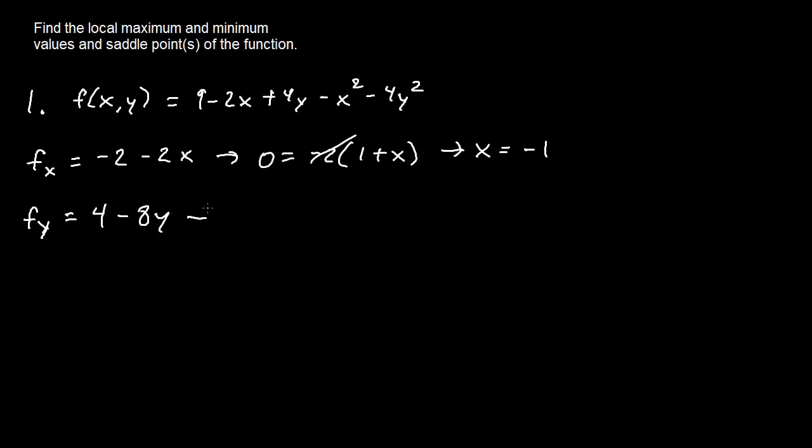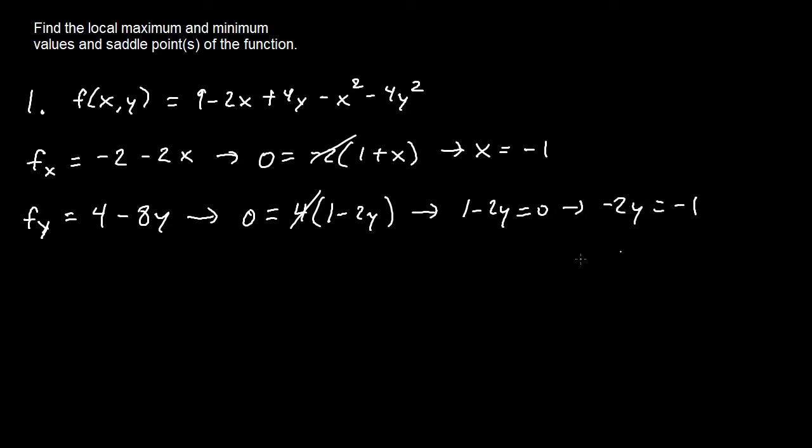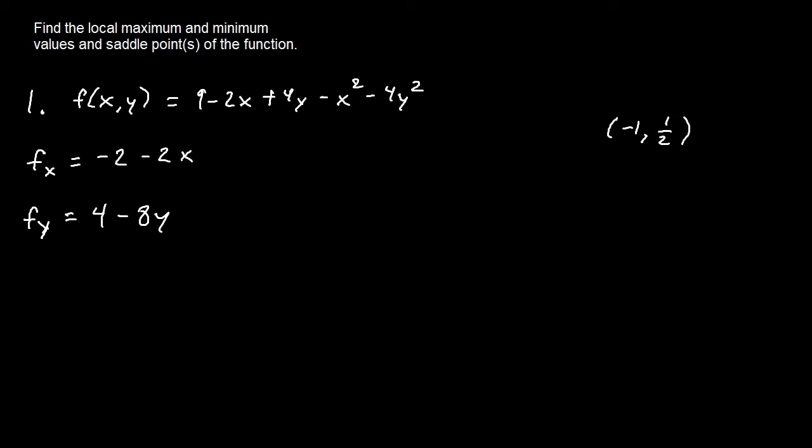I'm going to do the same thing here and set it equal to 0. This time I'll factor out a 4, so 4 times (1 - 2y). If I divide over the 4, that will cancel. Setting 1 - 2y equal to 0 and subtracting the 1, we get -2y = -1, so y = 1/2. So if the x value is -1 and the y value is 1/2, then our critical point is at (-1, 1/2). I'm going to label (-1, 1/2) as the critical point.